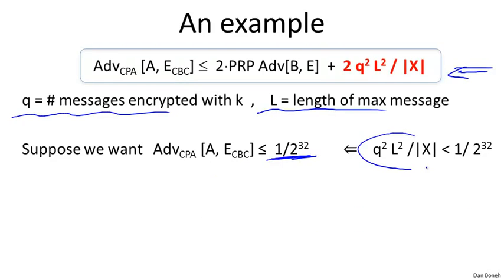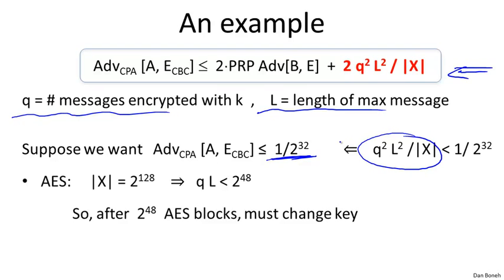This means that the error term had better be less than 1 over 2 to the 32. Okay, so let's look at AES and see what this means. AES of course uses 128-bit blocks, so the size of X is 2 to the 128. If you plug this into the expression, you see that basically the product Q times L had better be less than 2 to the 48.